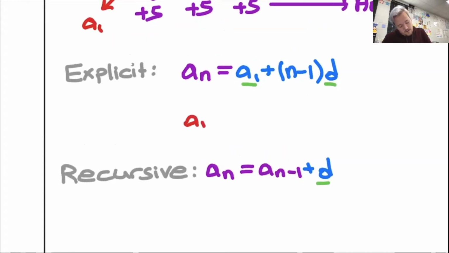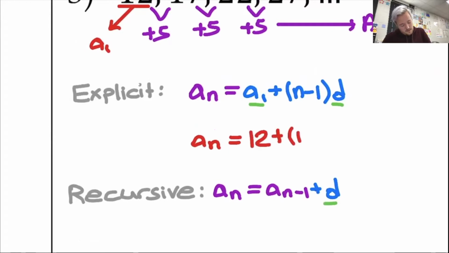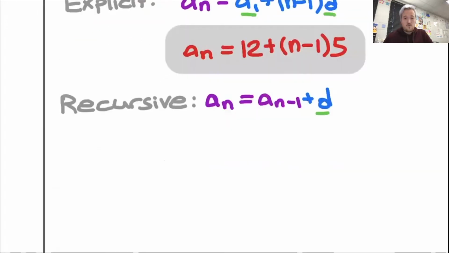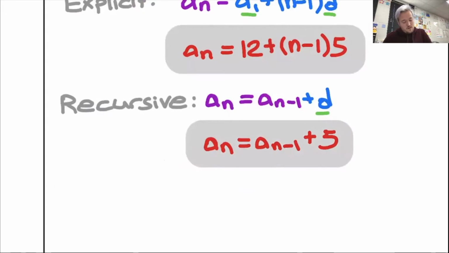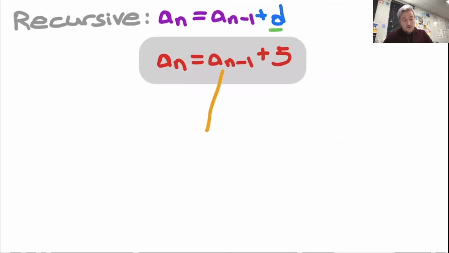So your equations down here. We're going to have A of n equals the first term, which is 12, plus n minus 1 times your common difference, which is that change, which is 5. So this is your explicit form. And now for your recursive form, we have A of n equals A of n minus 1 plus 5. Just in case, I'm not sure if I said this earlier, for your recursive form, your A of n minus 1 just means the previous term.